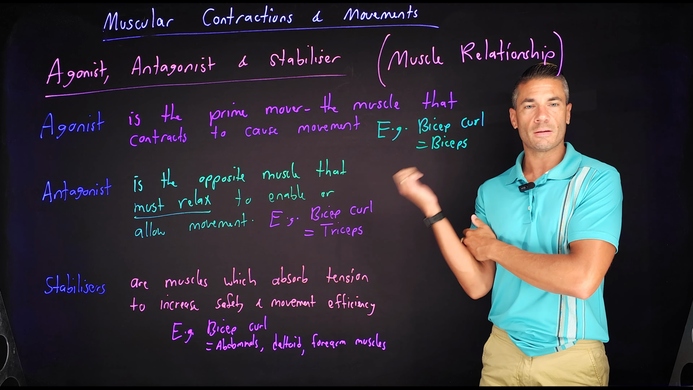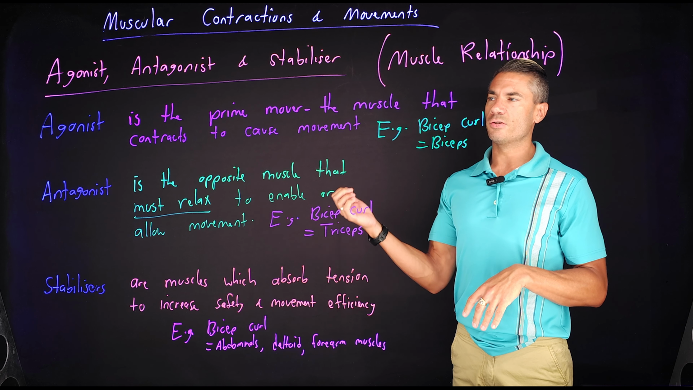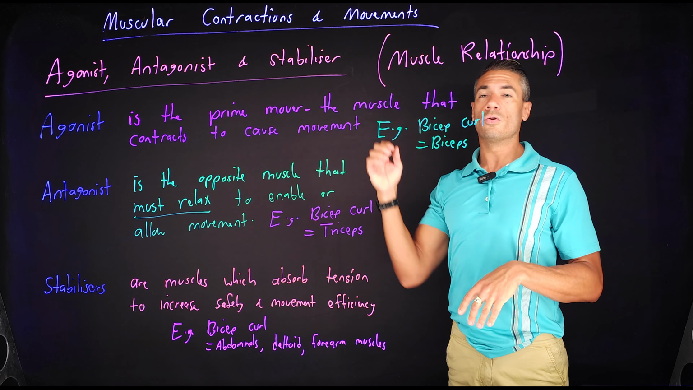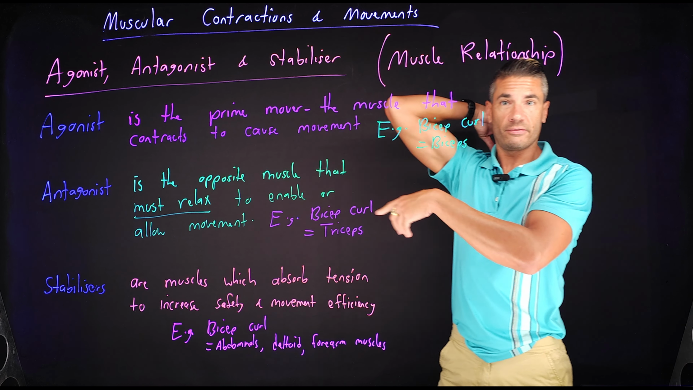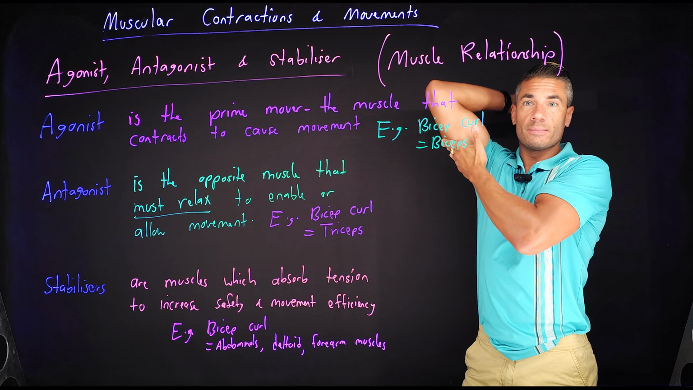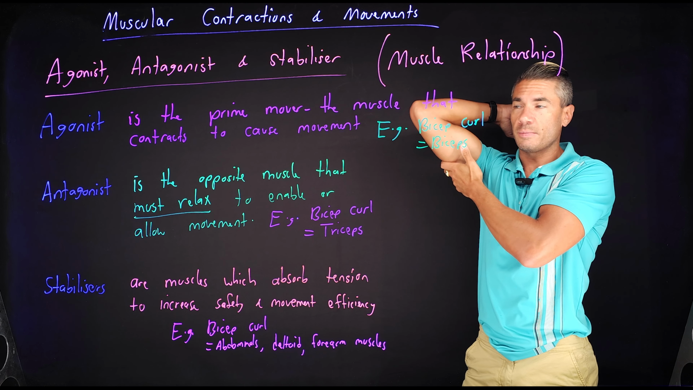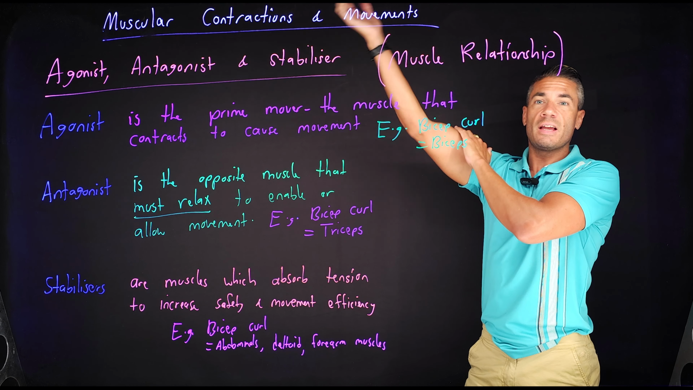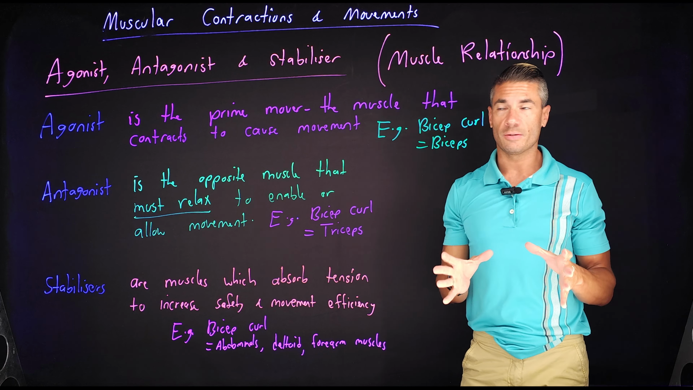So the agonist is the one that moves, your antagonist is the one that relaxes, and your stabilizers just support the movement, okay? If we were to flip it around, if I was now to do a tricep extension over my head, this relationship is now flipped, because if I'm holding a weight here and I'm trying to extend, this now becomes the agonist, okay? It is the main mover causing me to extend my arm. My bicep becomes the antagonist. It must relax. So those are muscle relationships.